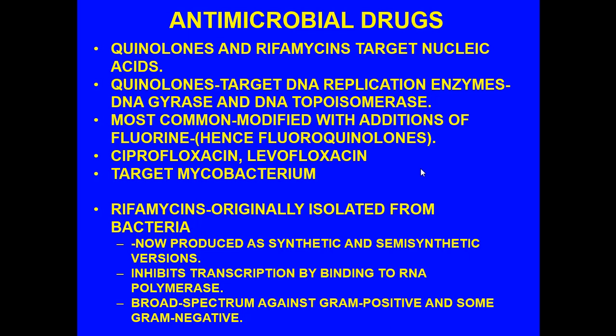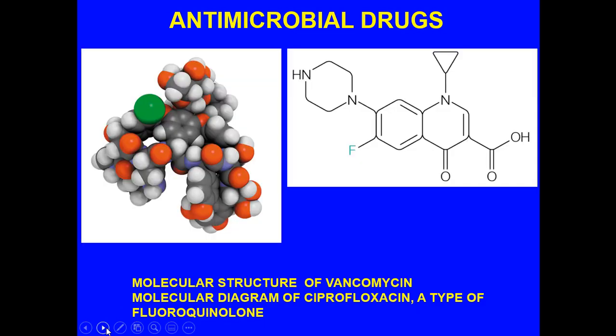Now, rifamycin originally was isolated from bacteria. It's now produced as a synthetic and a semi-synthetic version. It inhibits transcription by binding to RNA polymerase. Different target, but similar, nucleic acid. It is a broad spectrum antibiotic against gram-positive and some gram-negative.